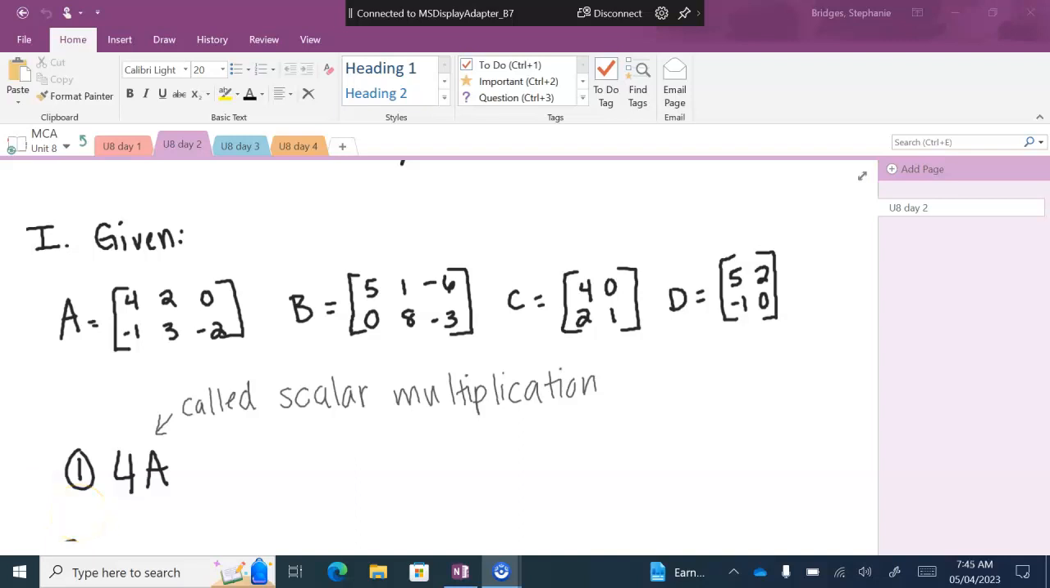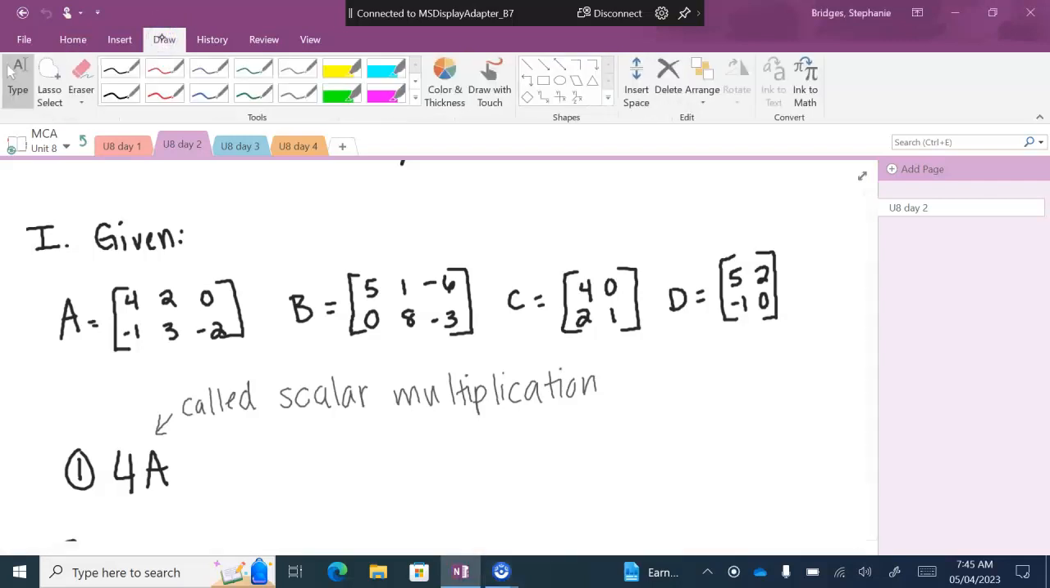Before we start with the scalar multiplication, I just want to refresh on the order, or the size, of these. If I'm looking at matrix A, how many rows do I have? 2. And how many columns? So that one is going to be a 2 by 3. And that's how you write the order. Again, those will be questions on your test next week.